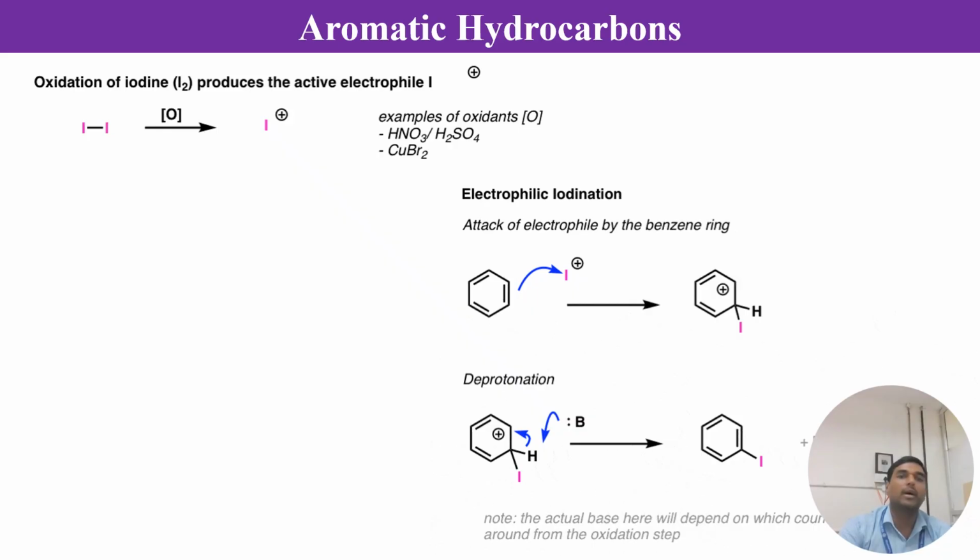Even in case of iodination, iodobenzene is also possible, but this is something where you need to do oxidation. Iodine, when it is oxidized, will give I plus. As a strong oxidant, you have to use nitric acid, sulfuric acid, or cupric bromide. Now this iodo complex will form the sigma complex. Then the conjugate base HSO4 minus will take the proton, so that iodobenzene will form.